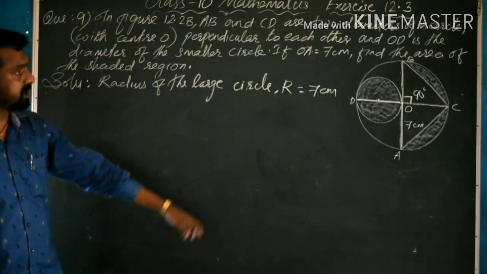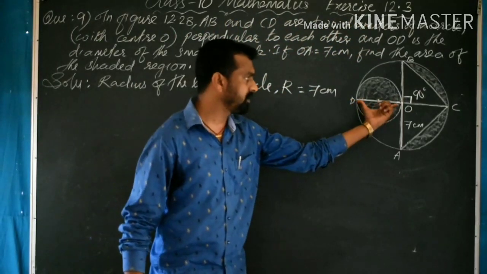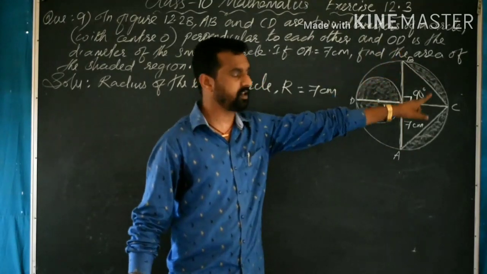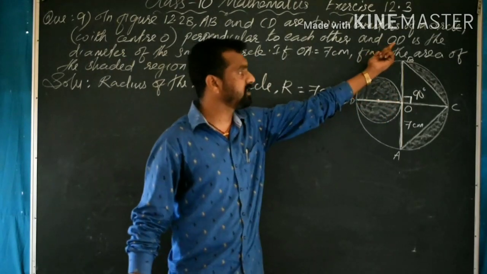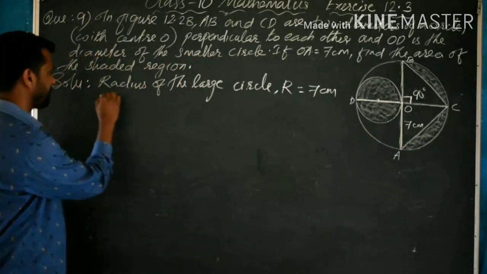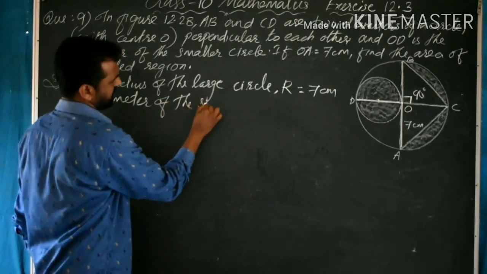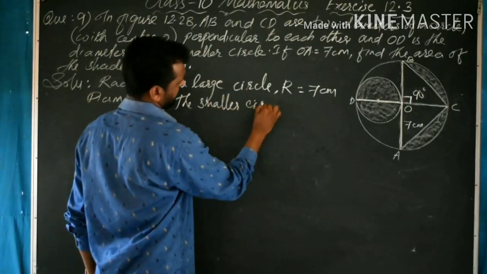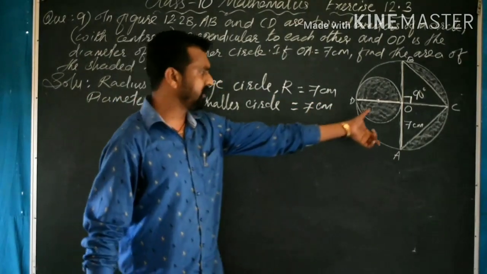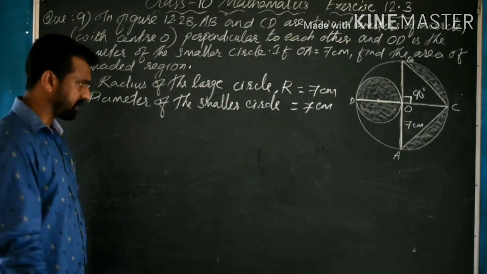And it is given in the question OD is the diameter of the smaller circle, and OD is the radius of this larger circle. At the same time in the question it is given OD is the diameter of the smaller circle. So we can write diameter of the smaller circle is equal to OD, that is 7 cm will come. Here OA is equal to 7 cm, so OD also 7 cm. So diameter of the smaller circle is 7 cm.